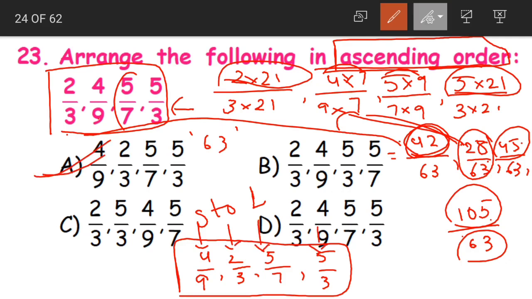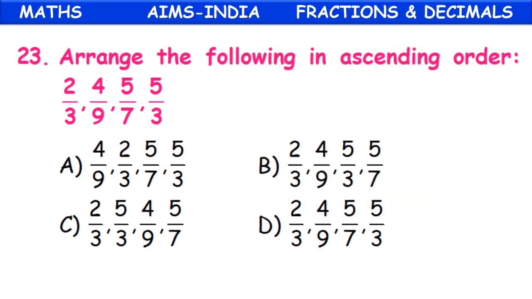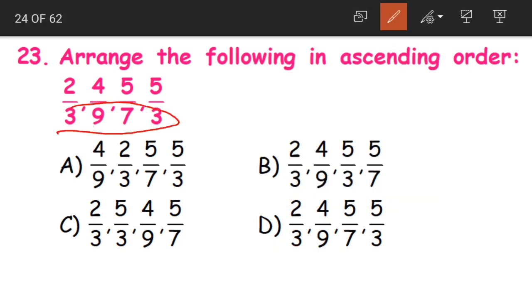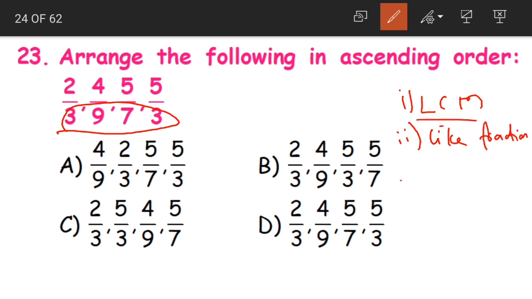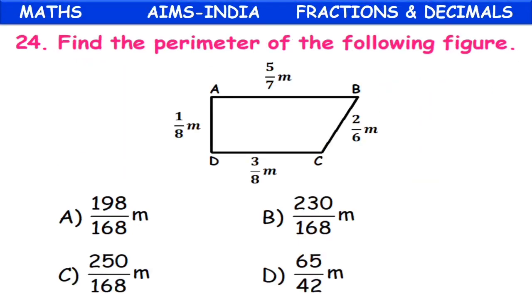Option A. Understood, children? Whenever such a question is asked, first find out the LCM for the given denominators. That will be our first step. Second step is to convert them into like fractions with the LCM as the denominator. And third step would be to compare the numerators. The smallest numerator becomes the smallest fraction, and the fraction with the greatest numerator becomes our greatest fraction. Here option A is our correct answer.